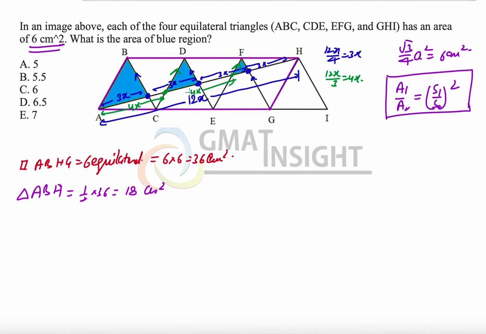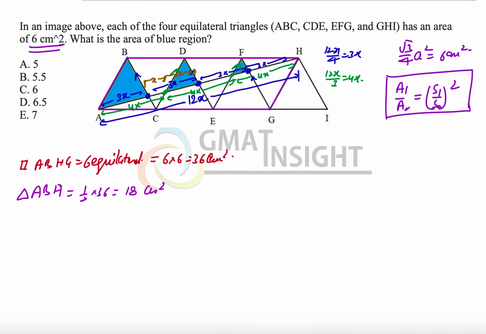Same is true for this part, 4x, and same is true for this part, 4x. Now we can also find out the remaining length. For example, because we know that from here to here it's 4x and this is 3x, that means this particular part will be equal to x, and that means this particular part will be equal to 2x, because out of 3x, if this part is x, then this remaining will be 2x.